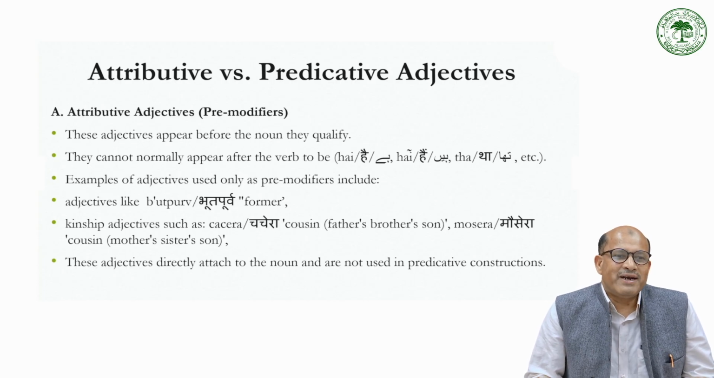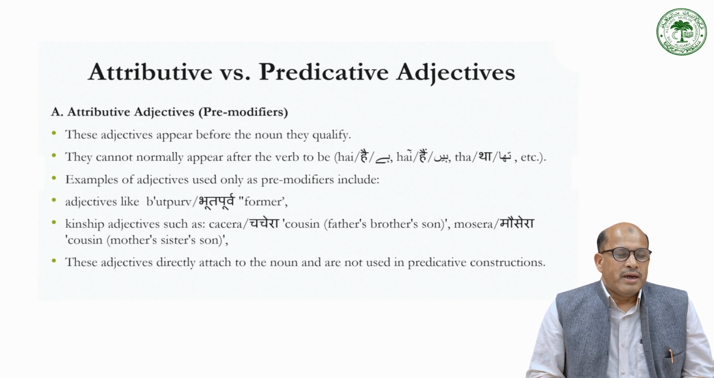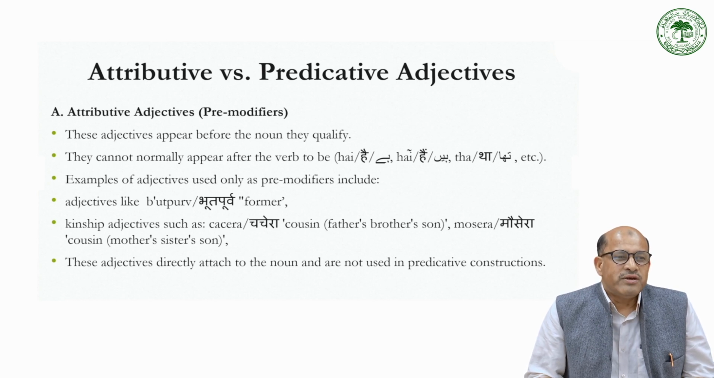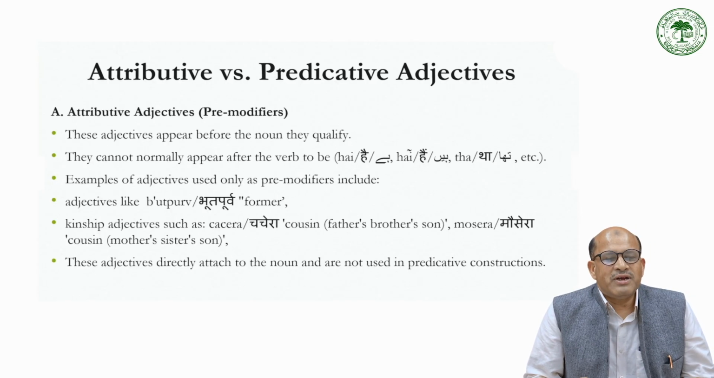So first, attributive adjectives, or pre-modifiers. These adjectives appear before the noun they qualify. They cannot normally appear after the verb to be, like hai, etc. Examples include adjectives like bhootpurv, and kinship adjectives such as chachera or mausera, cousins, used in this context. These adjectives directly attach to the noun and are not used in predicative constructions. So they can be used only with a noun, not predicatively.